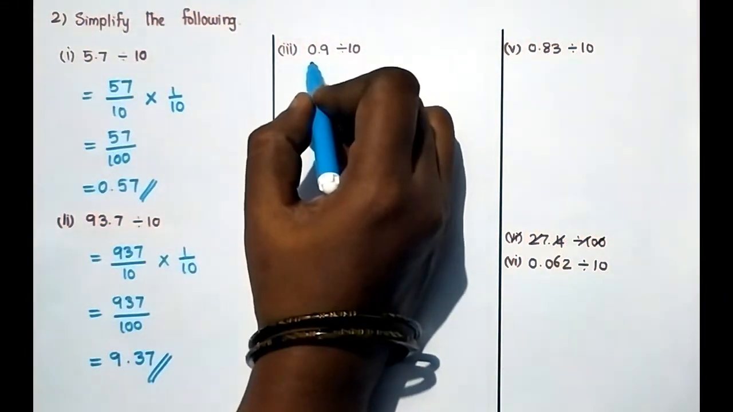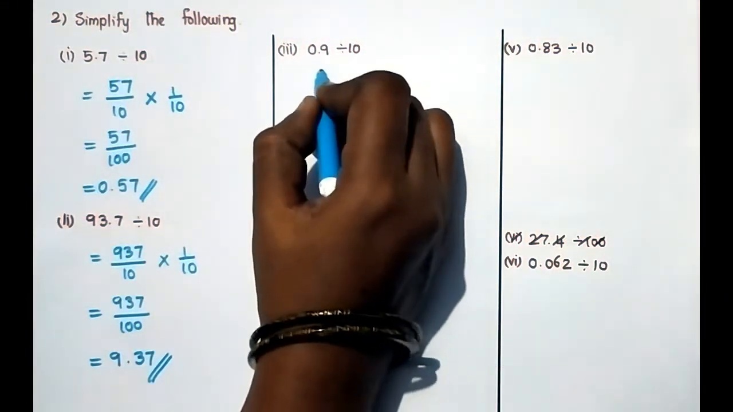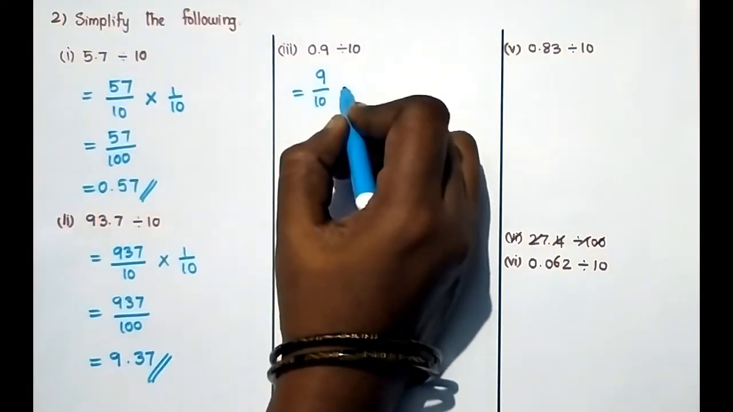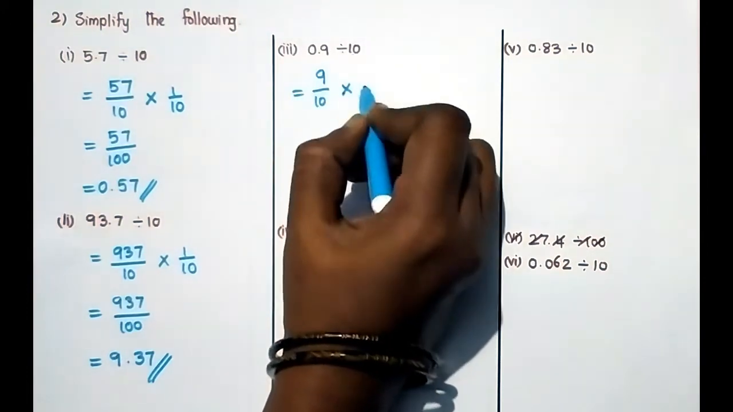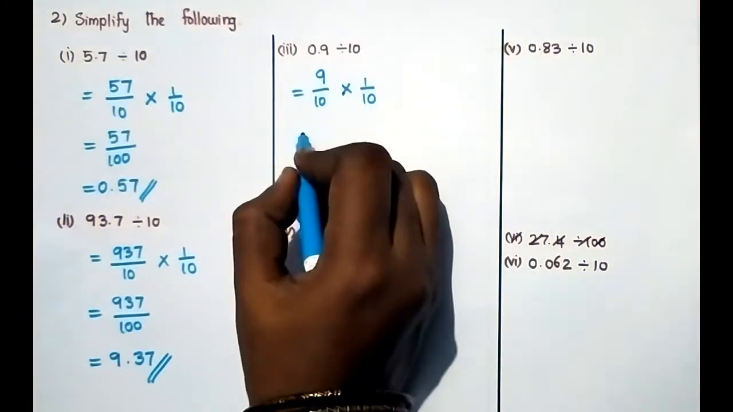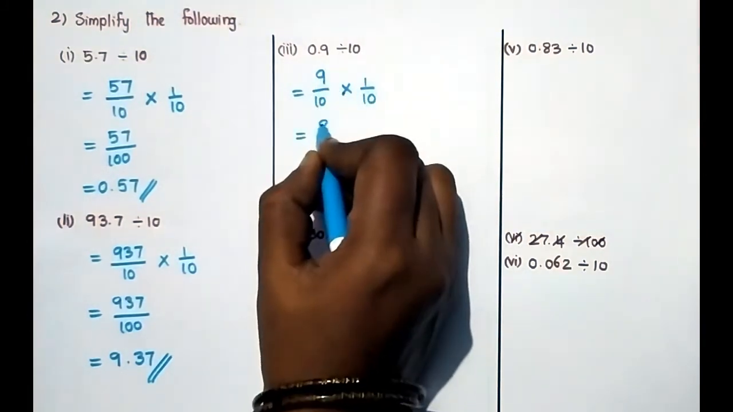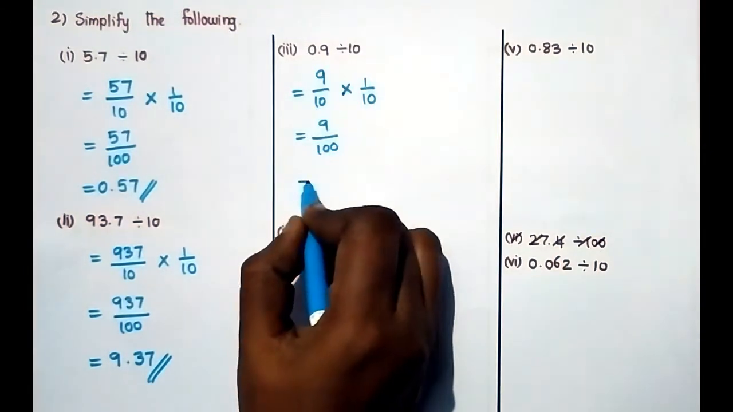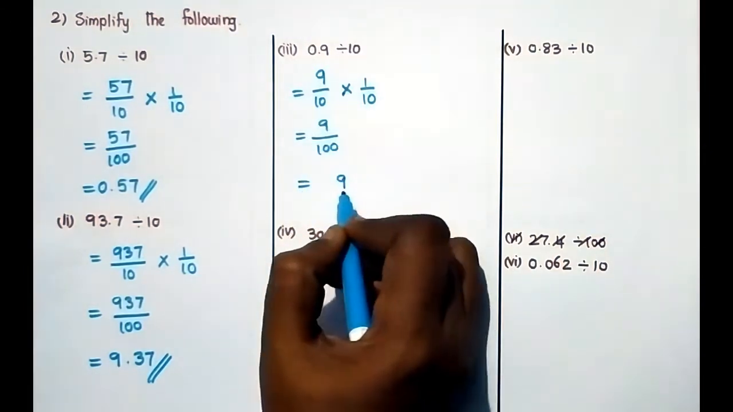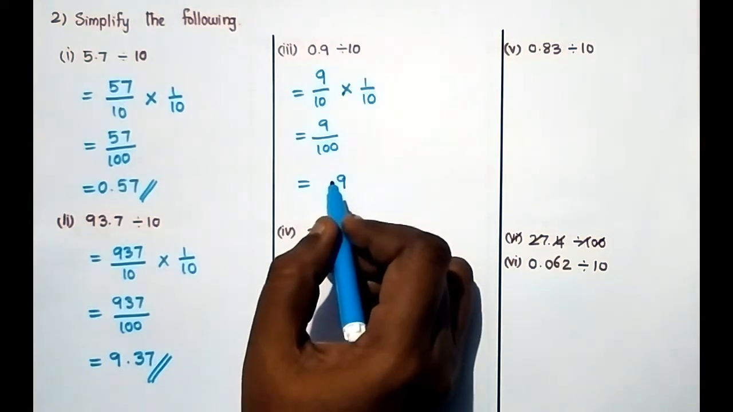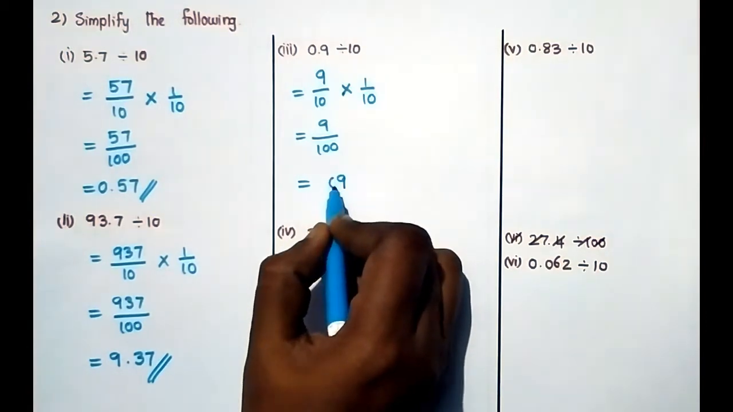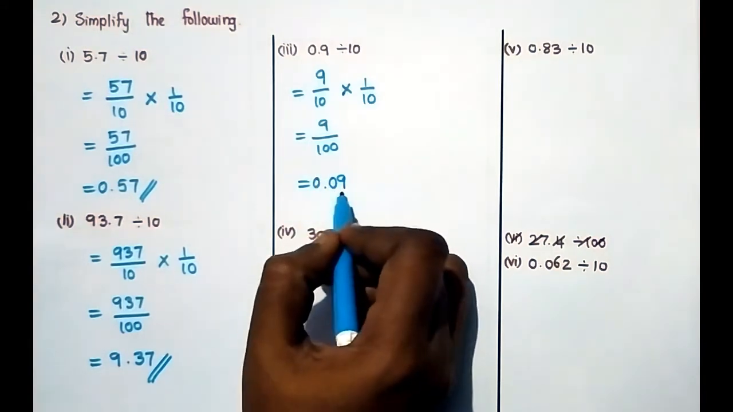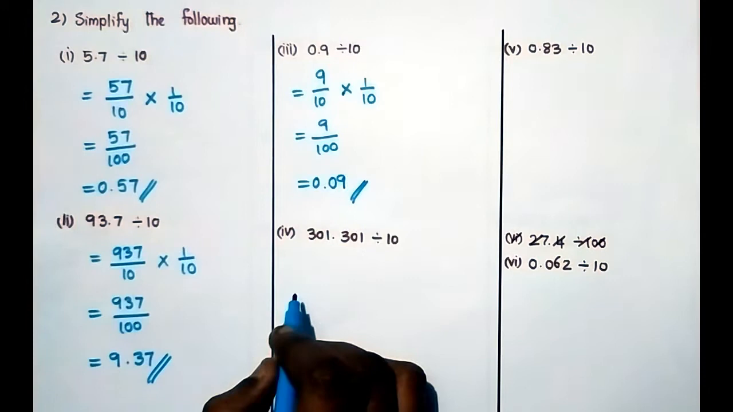Next one, 0.9 divided by 10. So 9 by 10. And here change into multiplication. Take the reciprocal for that. 9 into 1, 9 divided by 10 into 10, 100. Listen, there is only 1 digit, but we have to keep the point before 2 digits. So add a 0 and then keep the point. So 0.09 is the answer.